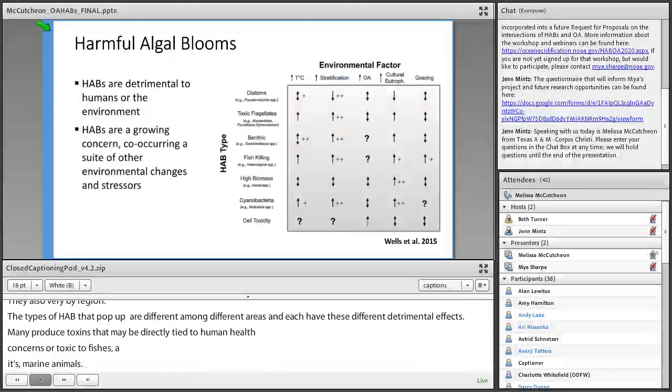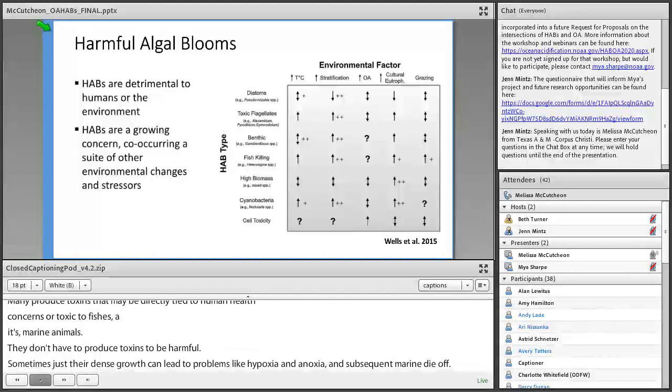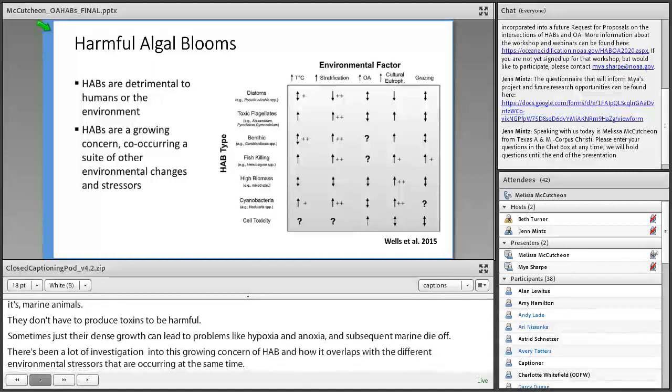And so there's been a lot of investigation into this growing concern of HABs and how it overlaps with the suite of different environmental stressors that are occurring at the same time. So increasing temperature, stratification, ocean acidification, eutrophication, all of these things may interact with HABs. And you can see that there's been some investigation into all of these.